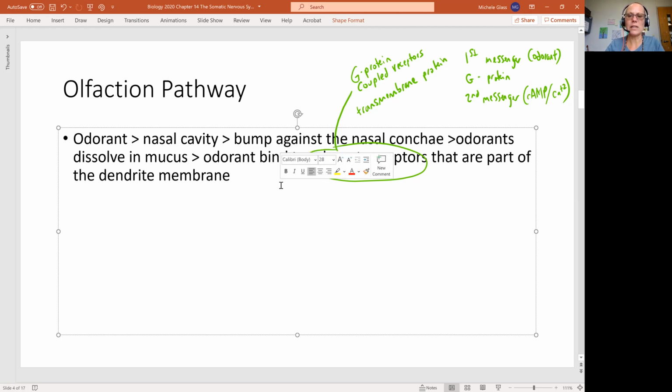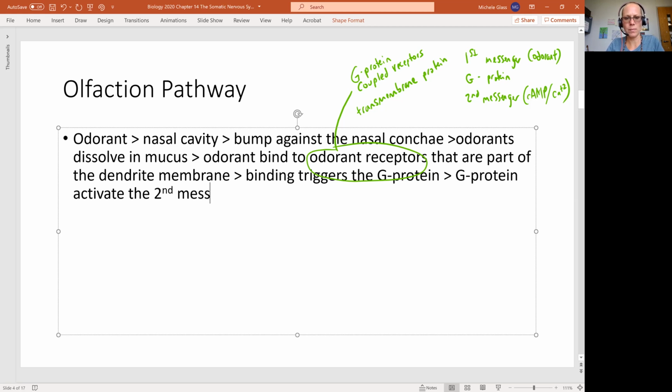So when our odorant is binding to our odorant receptor, it is a G protein coupled receptor. And so what we're going to see happening next is that the binding triggers the G protein. So now it's like the teenager hears that somebody's at the door, and then the G protein is going to activate the second messenger. And in my story, that's like, hey, parents, somebody's at the door, right? In this case, the second messenger will be cyclic AMP. The cyclic AMP will bind to ion channels, and this is happening from within the cell. So the binding is happening inside the cell.